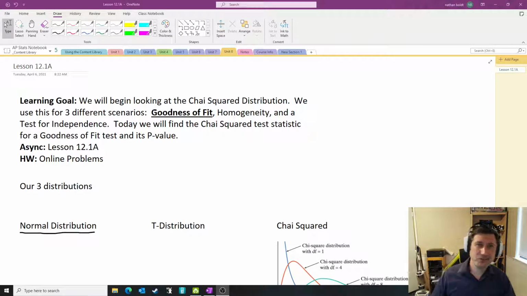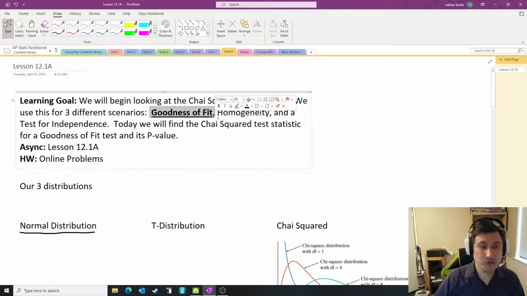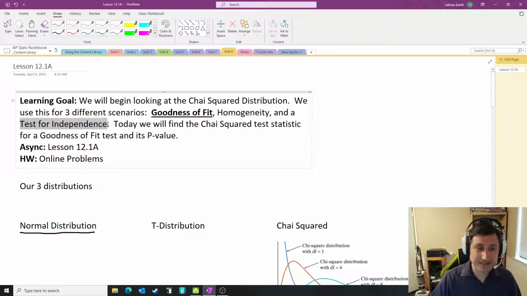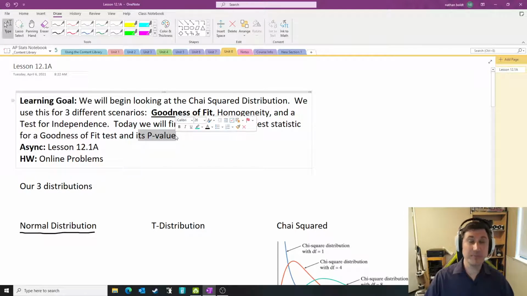So the chi-squared distribution. We use the chi-squared for 3 different scenarios. The one we're going to look at right now is the goodness of fit. That's what we're mostly going to focus on in this video, but then there will be 2 others, homogeneity and a test for independence between variables. With this, we're going to actually calculate the chi-squared test statistic, and then also calculate the p-value.